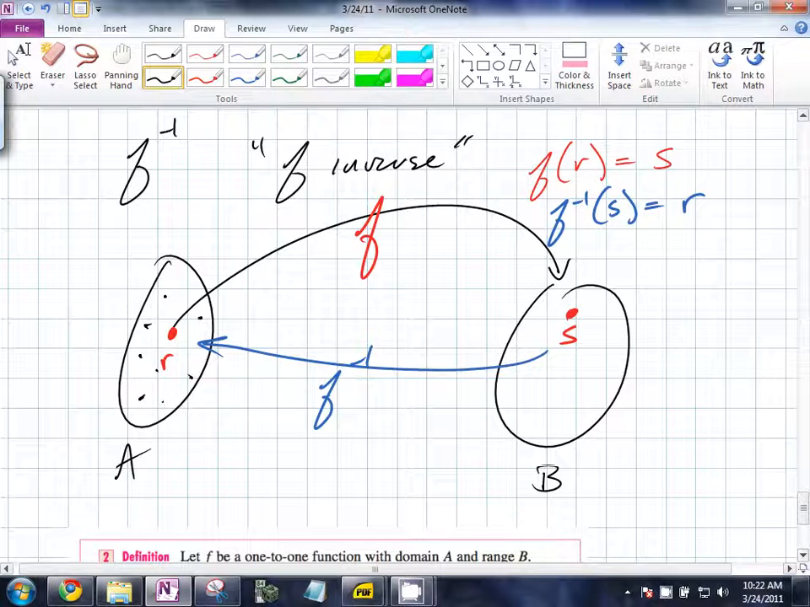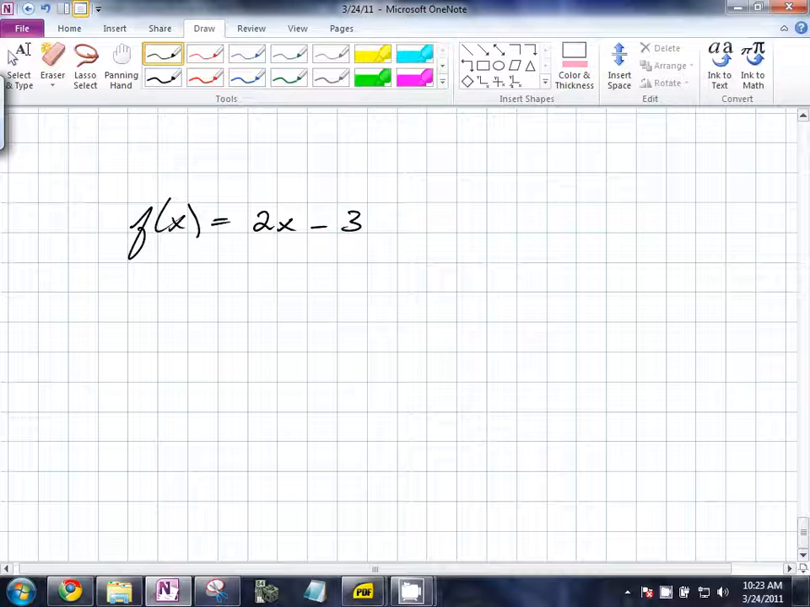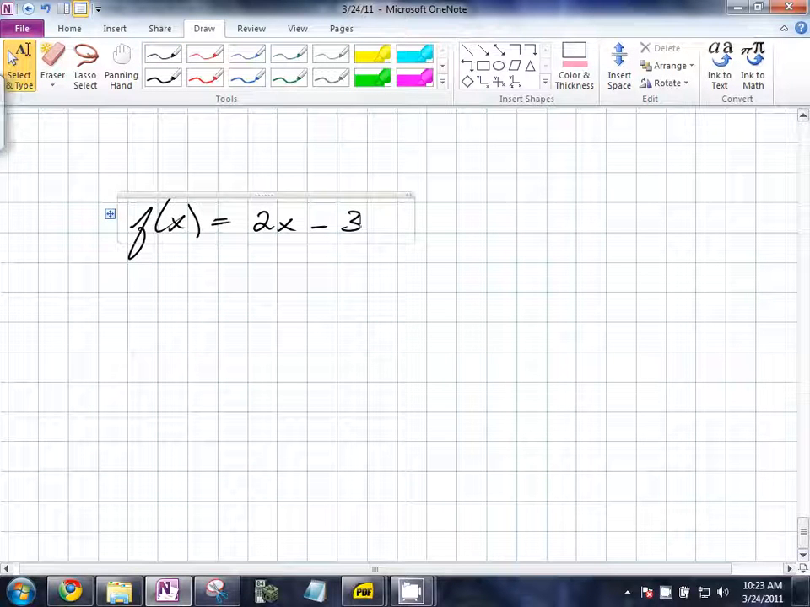So let's just throw out a concrete example at this point. So let's say I gave you this function. f of x is equal to 2x minus 3. Is that a function? Yes. Is that a one-to-one function? Yes. Why? Because it's always increasing. It's got a slope of 2, right? All lines except for constants are increasing or decreasing, right?